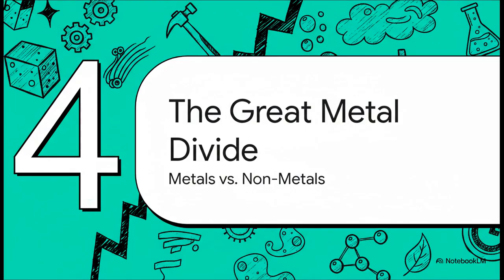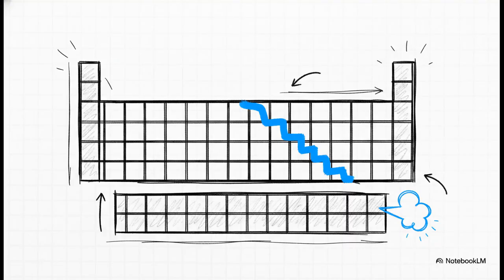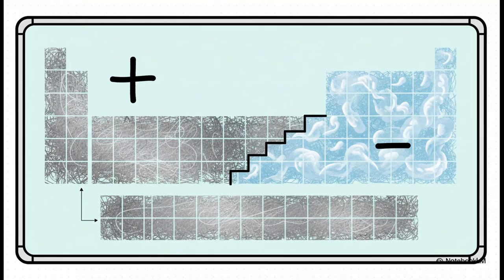All right, so we've talked about the families, but there's an even bigger, more fundamental split that cuts right through the entire table. If you look over on the right side of the table, you'll probably see this thick, zigzagging line that looks kind of like a staircase. Well, that's not just some random design choice. It's a really important border. Here's the deal. Pretty much everything to the left of that staircase is a metal, and everything to the right is a nonmetal. Simple as that.